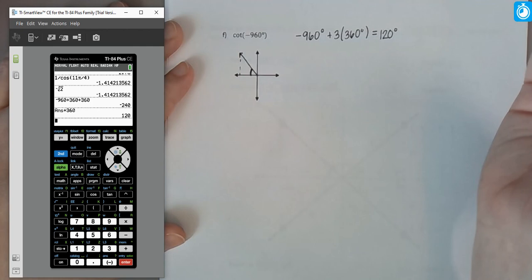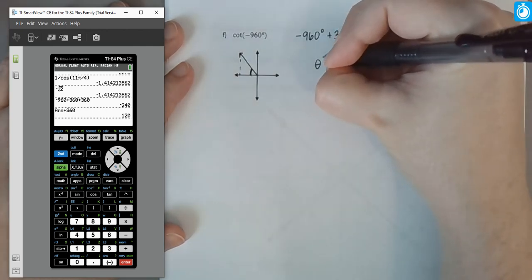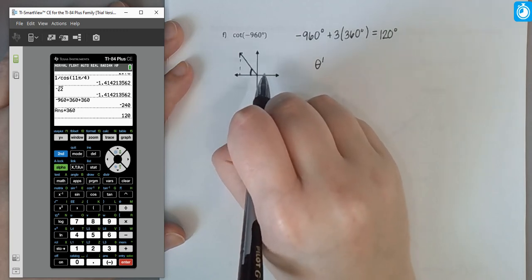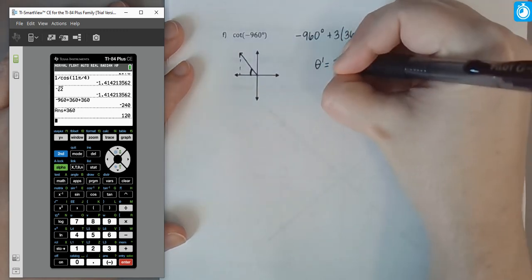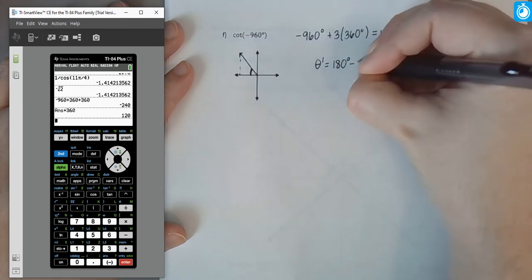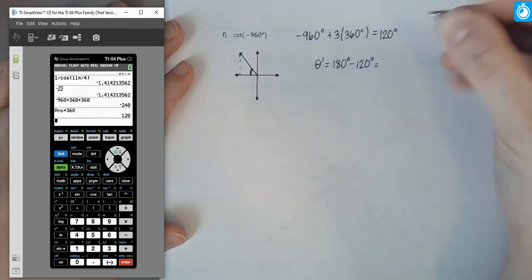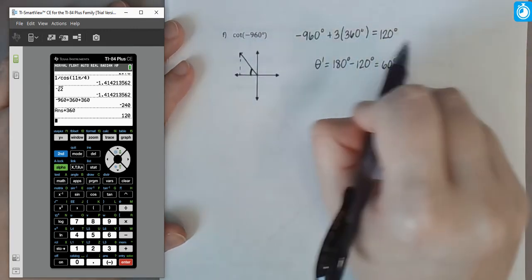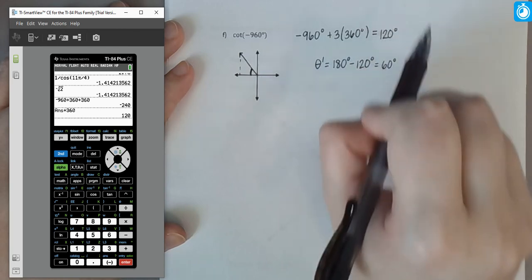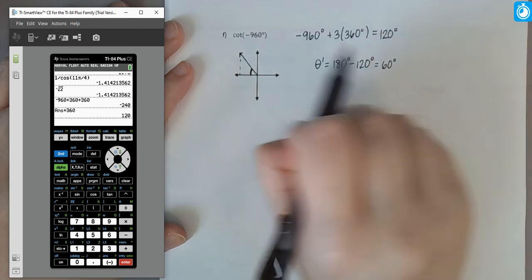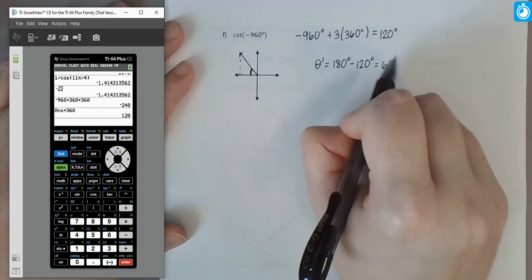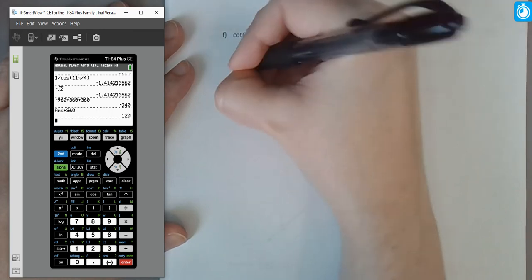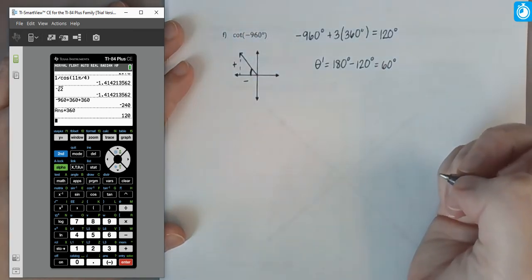There's our reference angle. And so if we want the actual value for the reference angle, it's the difference between that half rotation and the 120 degrees that we've already traveled. So 180 degrees minus 120 degrees is going to be 60 degrees. So negative 960 and 120 have the same values, and 60 is the reference angle. So all their values are the same except possibly for adjustments in sign based on the quadrant we're in, where x is negative and y is positive.